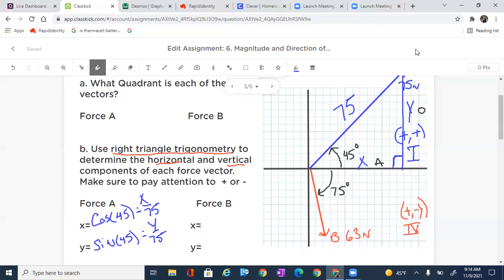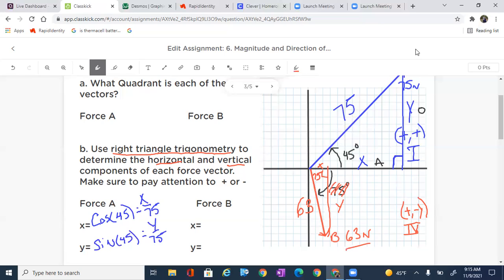Now we're going to go to force B. We're going to do the exact same thing. You'll notice in this case, the hypotenuse is 63. That is our force of 63. And the angle is going to be 75. And then from there, we're just going to label our X and our Y. I'm going to go ahead and scribble this 75 out because that's showing the angle. I'm just moving it closer in.